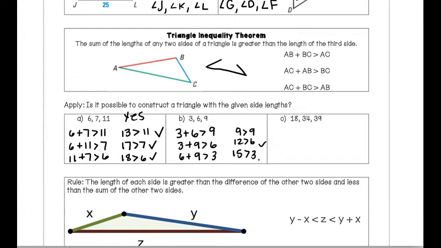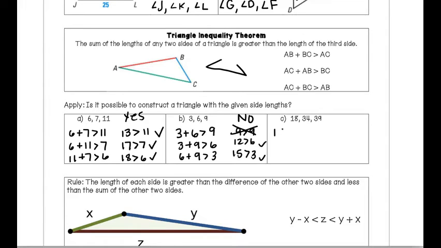Well, these bottom two inequalities are true. This top one says that 9 should be greater than 9. 9 is greater than or equal to 9, but since we don't have that or equal to part of this inequality, this does not work, which means these side lengths would not form a triangle.